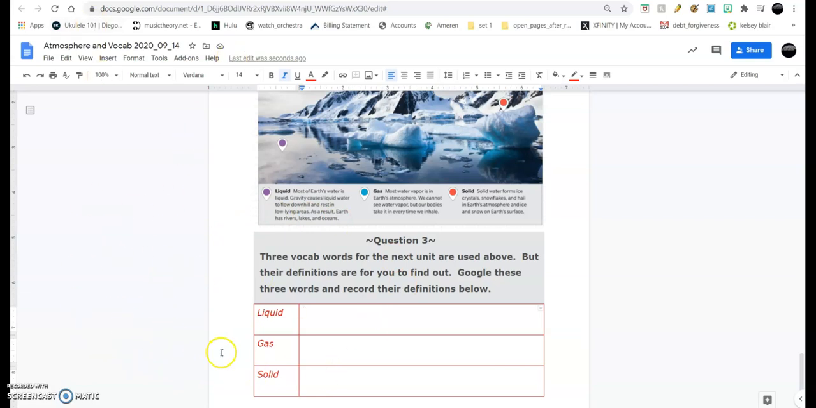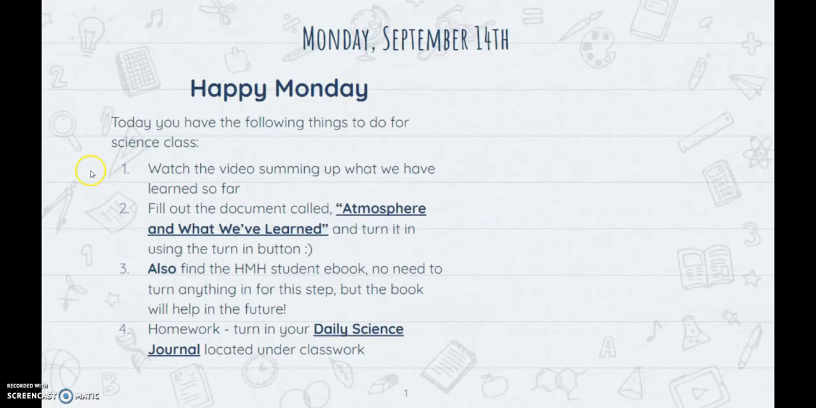We can look back at the slideshow to make sure. You will have done one, watch the video. You'll have done two, fill out the document, and you will turn it in Google Classroom. You'll have done three, find the HMH. Oh, we need to find the HMH student ebook. One moment. And you can go ahead and turn in your daily science journal.